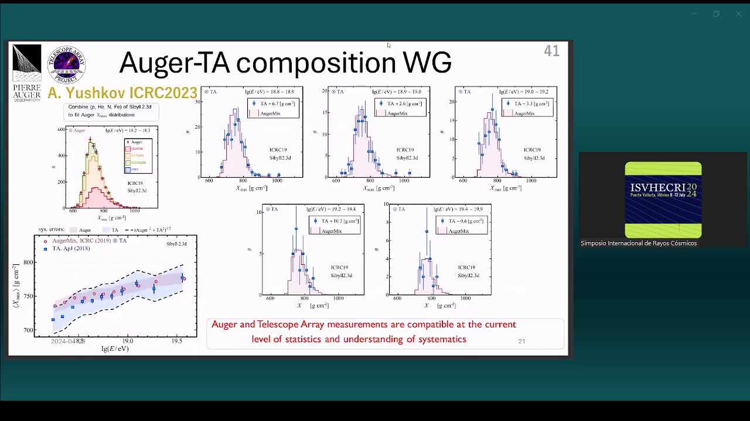Yes, this one. It's my understanding that the two collaborations will bring out a paper very soon. They're trying. Let's hope that's going to work. And we do have agreement in the composition in this study, because you see the points are TA points and the histogram is Auger in Xmax. We have agreement in the composition up to maybe 19.5 in the direct measurement. I don't know whether for the last bin we can say anything about it. This is my understanding of this work. Of course, it doesn't mean that we have the same composition at higher energy. That's a different story.